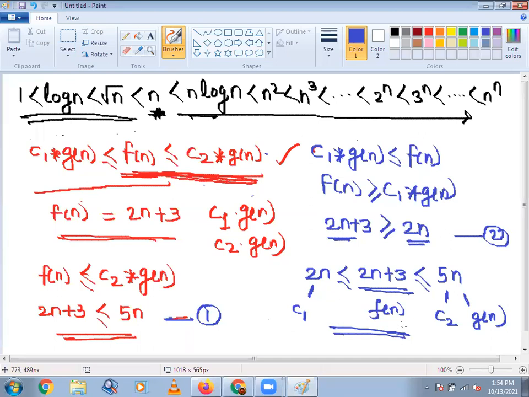Suppose we want to draw a graph of this big theta or theta notation. First, see this example carefully, then we'll draw the graph.